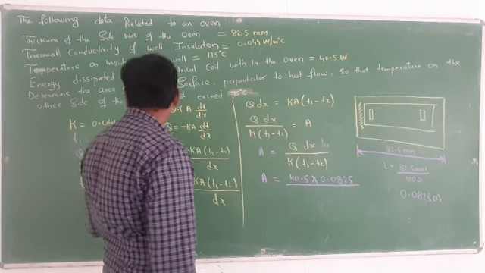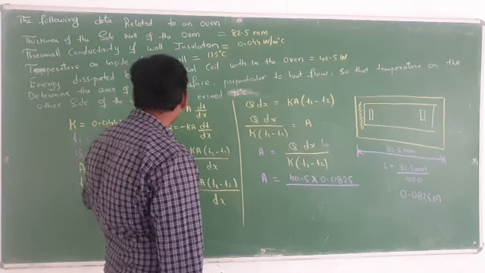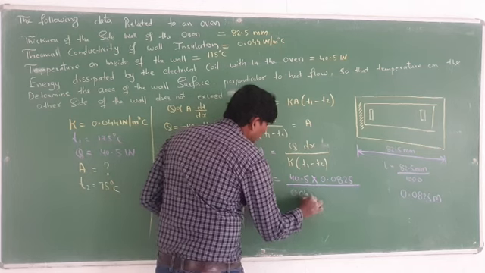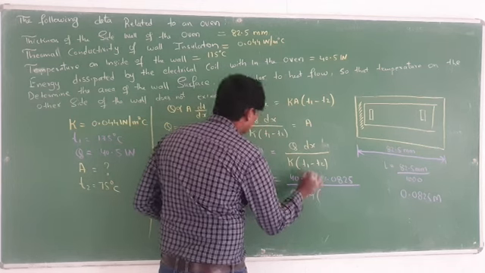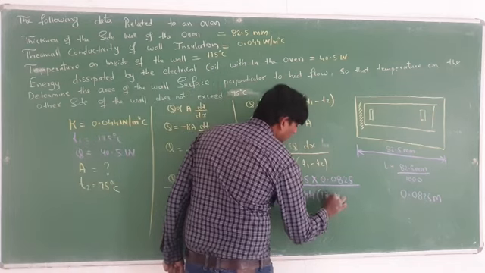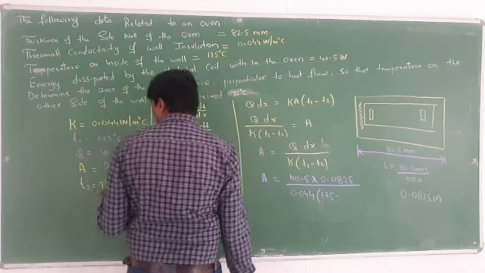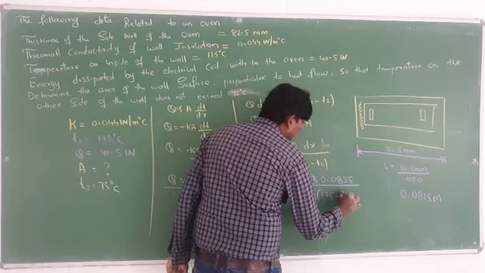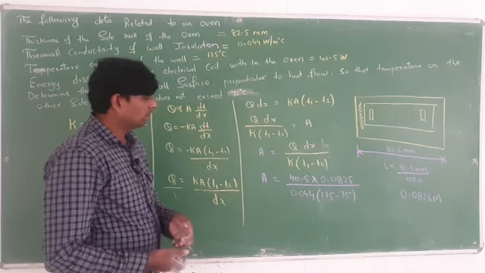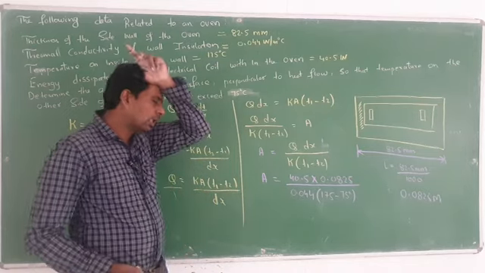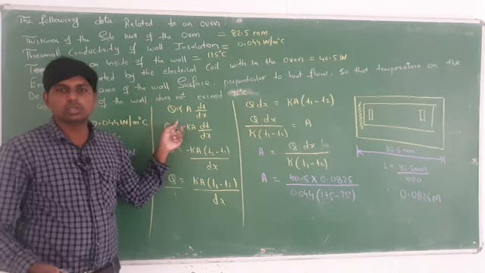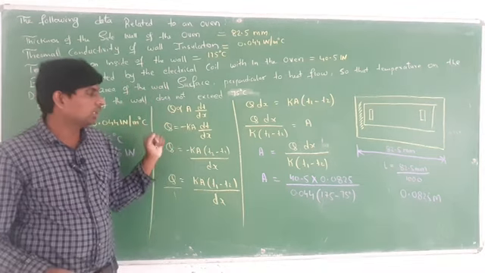Where is the k value given? K value, how much? 0.044. So here you have to write 0.044. Then the T1 value, how much? 175. Then the T2 value is equal to how much? 75. As you can see here, after separating A, the general equation is known as the Fourier law of heat conduction equation.